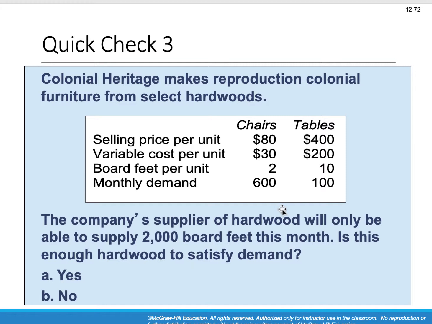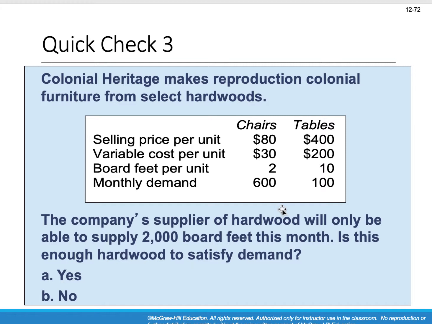We have Colonial Heritage. They reproduce colonial furniture from selected hardwood. So they make chairs and they make tables, right? So what we have here, we have the selling price per unit for chairs and tables. We have the variable cost per unit for chairs and tables. We have the board feet per unit, and we have the monthly demand. Okay, so the company's suppliers of hardwood will only be able to supply 2,000 board feet this month. Is there enough wood to satisfy the demand?